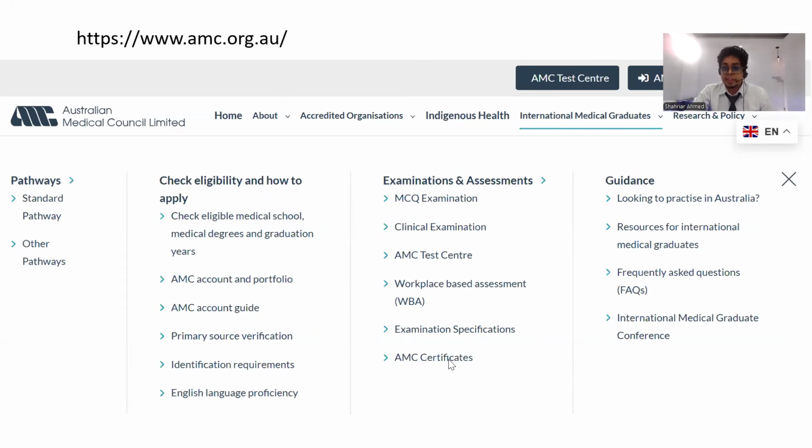AMC certification is another thing. After MCQ 1 and after MCQ 2, you'll get certificates. Also, after registration, you get certificates. There are resources for international medical graduates that you can also check. So books, notes, you have to study and keep upskilling yourself. All right.